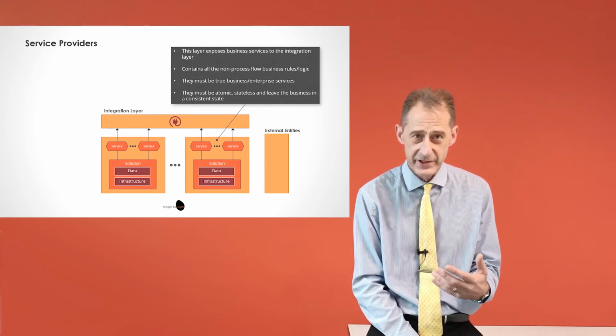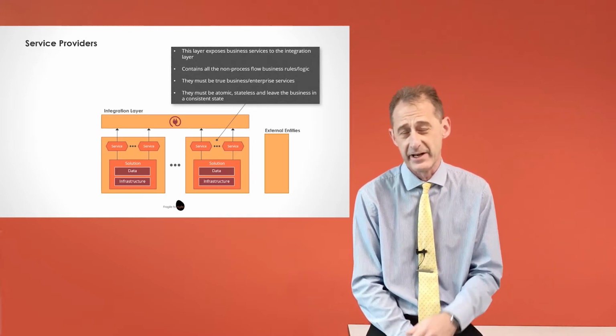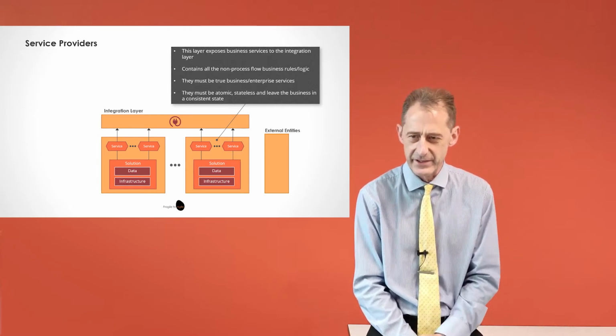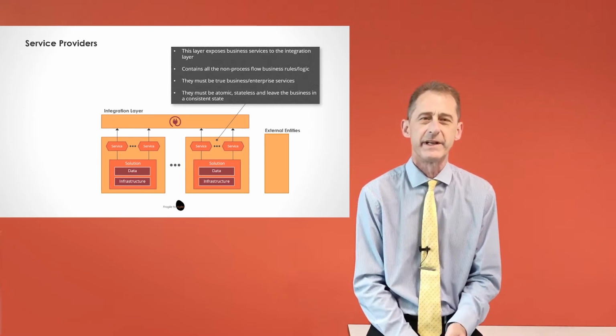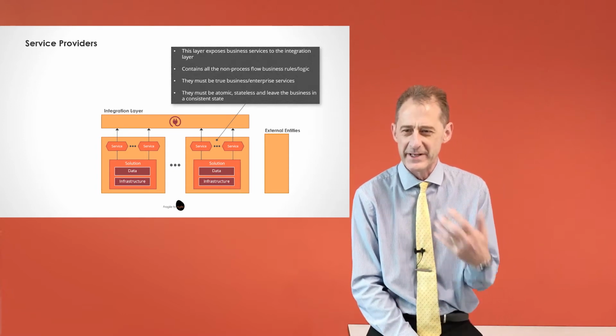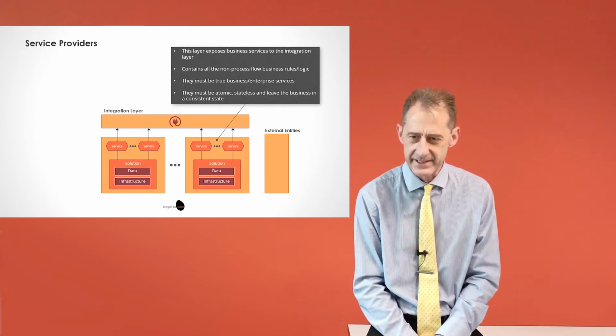There must be true business services, as in something that a business would recognize as a service: update customer details, track my shipping details, check credit rating. True business services, not a technical service like update SAP Indicator 7, which is clearly a technical service. They must be atomic, as I said in the prior one, stateless, and leave the business in a consistent state.